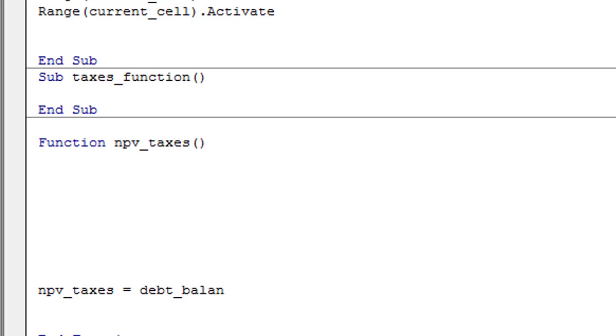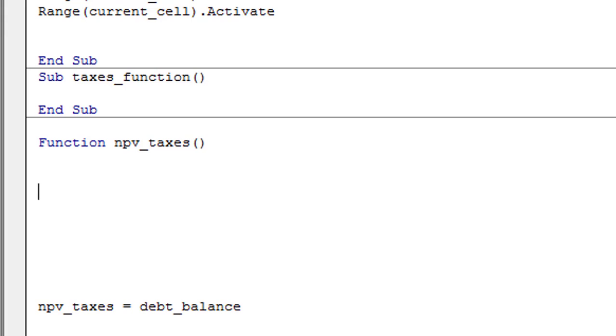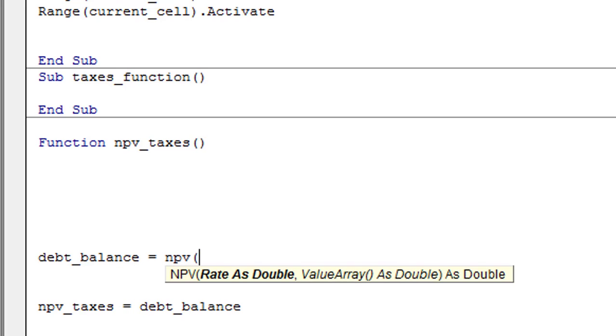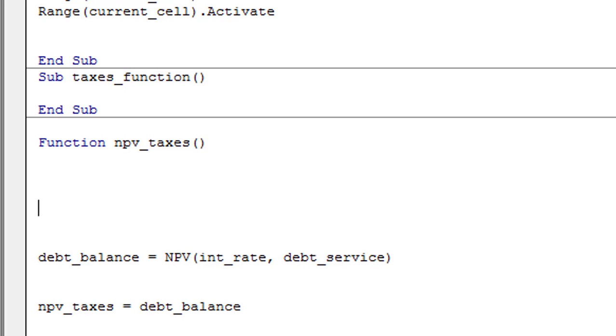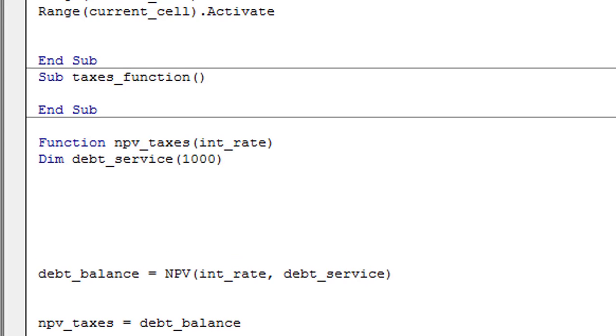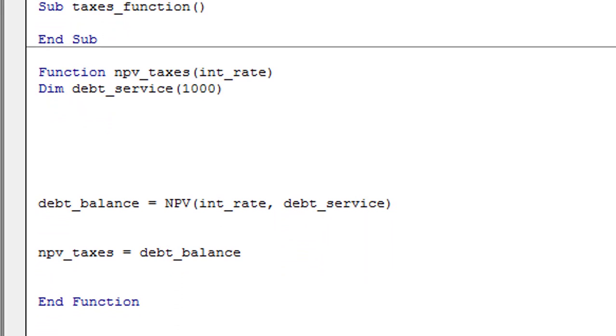Now, this looks bad if I start spelling things incorrectly. Now somewhere up here we'll compute the debt balance, and that's going to be the NPV at the interest rate of the debt service. Now, what we do here, that's not that hard, and we put interest rate here, because that's just a simple input, and then we've got to get the debt service. Now, for you young people, I used to have to allocate space to arrays and all that. God, did that suck?